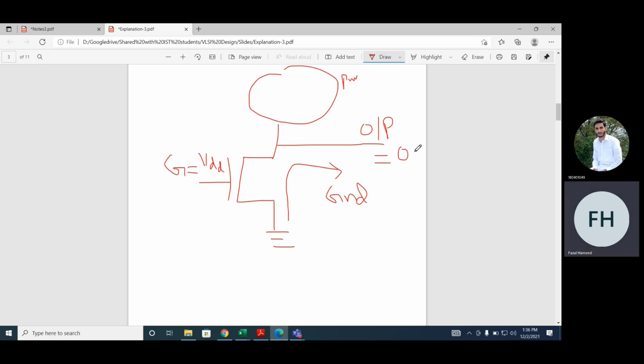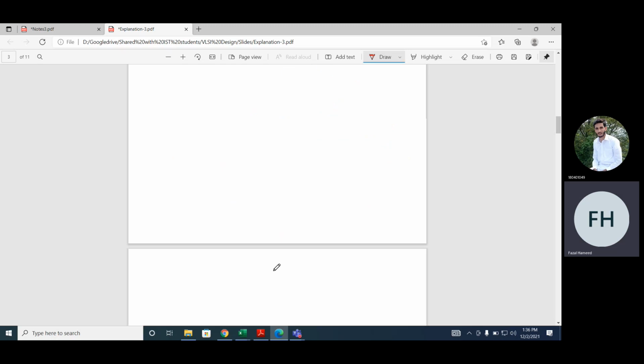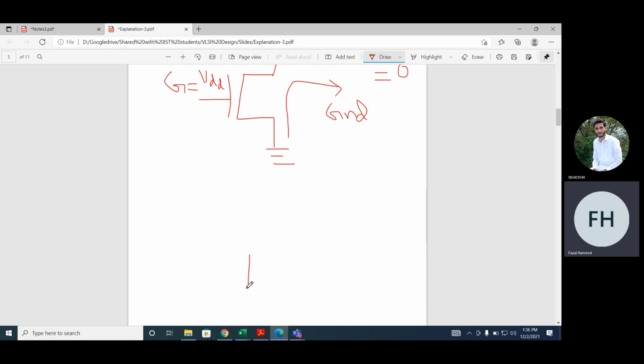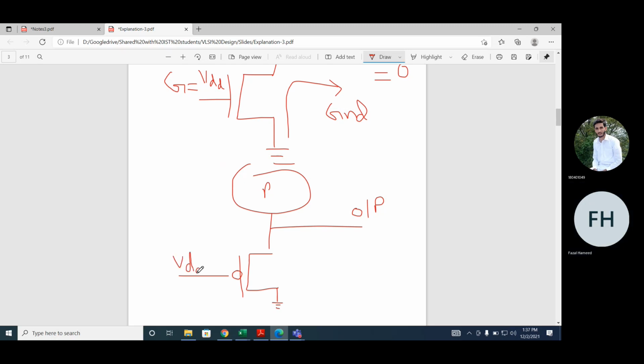If instead of NMOS here, you use a PMOS here, and this is your output, and then this is the pull-up. Let's assume we provide VDD here. Ideally, what should the output be? It should be ground, but it is not ground.